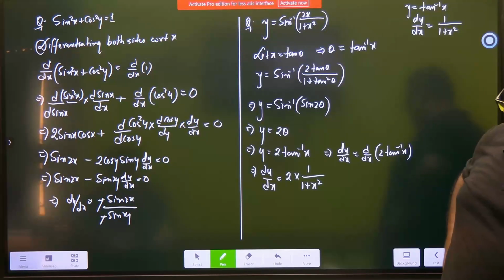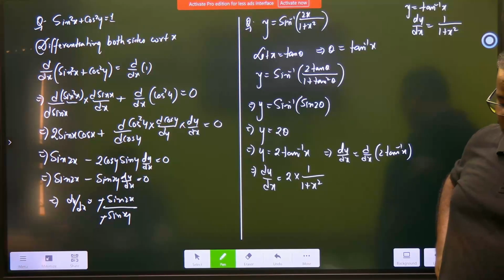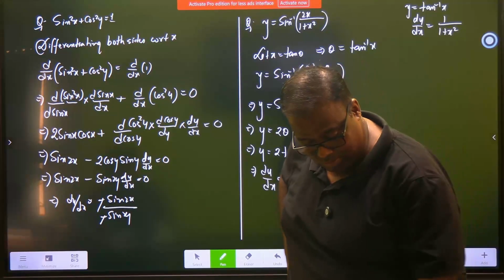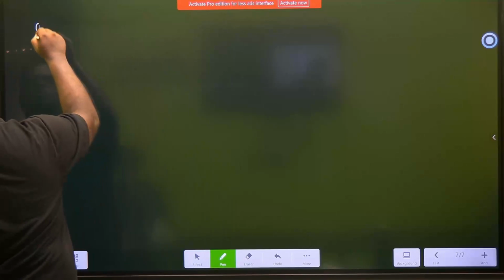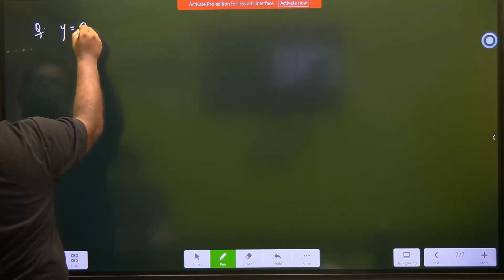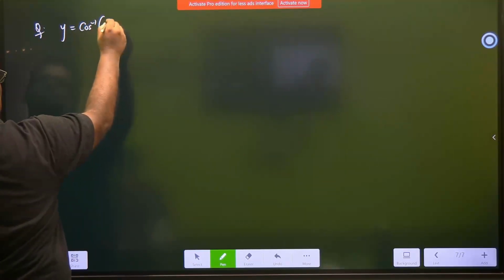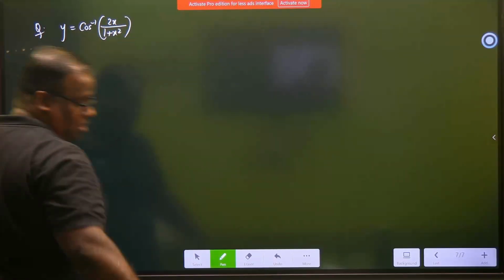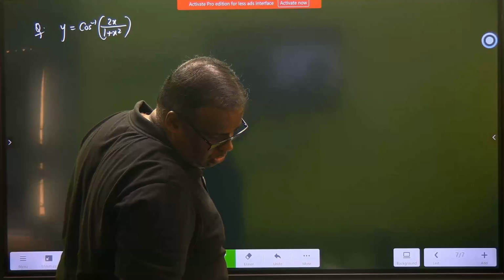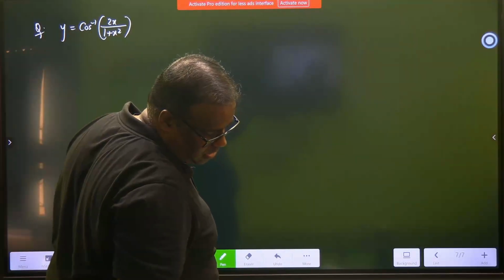If you want, I can do more, but it won't be as fun. You can do one more problem. We can do this problem: y equal to cos inverse of 2x by 1 plus x square. Is it? y equal to cos inverse of 2x by 1 plus x square.